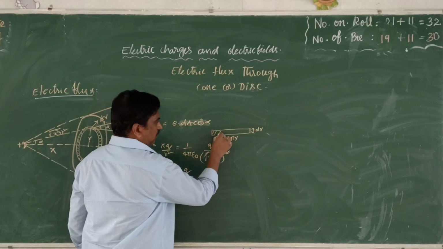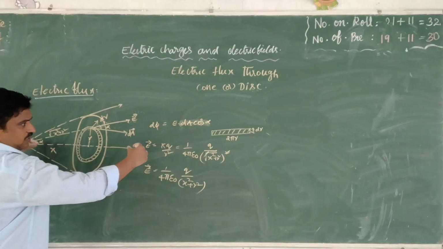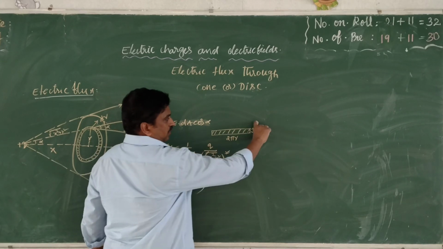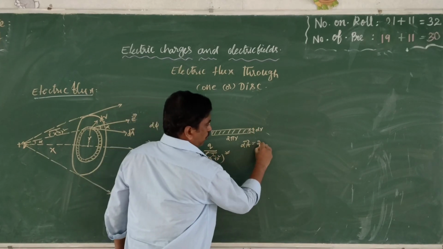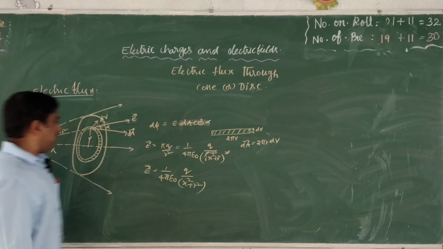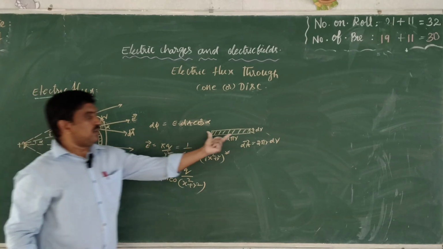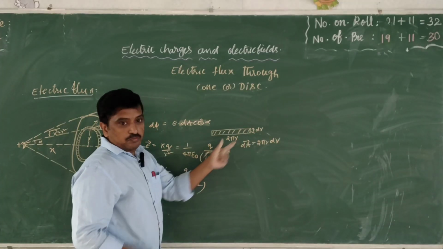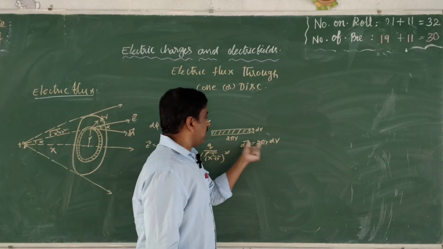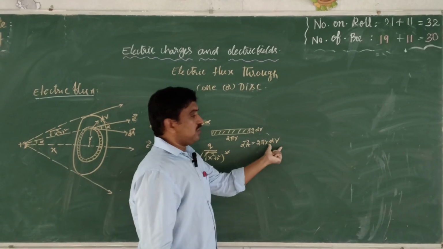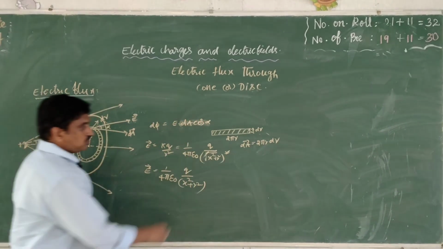This is the ring. It is cut and extended, and it appears like this. The length is 2 pi r, because it is the circumference, and the thickness is dr. What is the area? Length into breadth, so 2 pi r into dr. So 2 pi r dr is the area of this ring. Now, cos alpha.